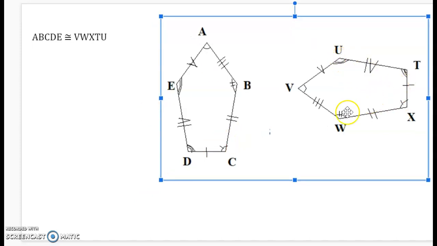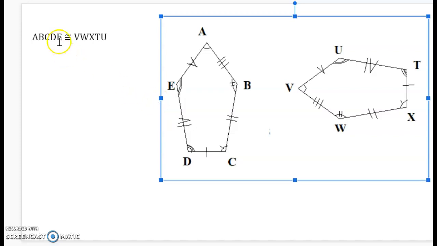So again, swapping out the stuff, a little bit weird. TU is congruent to DE. You can see the IV mark. And finally, UV, which is the first and the last, is congruent to EA. Okay? So all 5 angles, all 5 sides must be congruent.